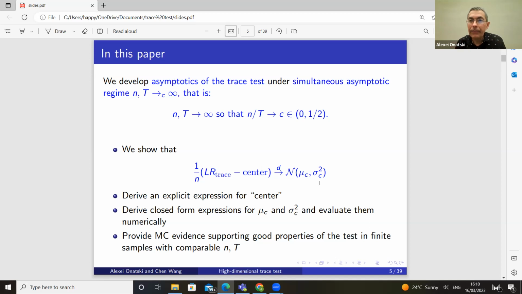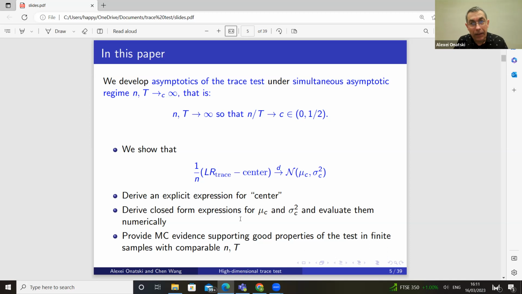We give in the paper a table for different values of c. This mu and sigma only depend on the ratio of n over t. And then, of course, you can use, for example, a two-sided test for the null hypothesis of no cointegration by just comparing with critical values of this normal distribution. We also provide some Monte Carlo evidence supporting very good size properties of the test. And we have some interesting findings with power that I hope I will have time to show you. So this is basically what this paper is doing.